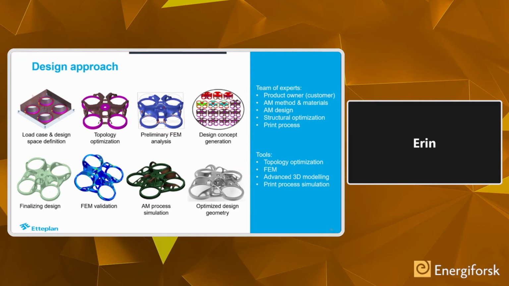After running the topology optimization, we used finite element analysis to evaluate those initial results. And we used it again later to ensure that the final component design could be used safely. Advanced 3D modeling was used to interpret the chosen design variation and to create the final structure. And then print process simulation showed that the part could be printed as designed with low distortion levels.